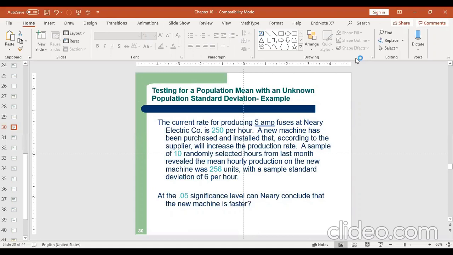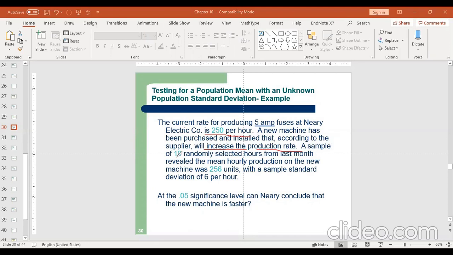The current rate for producing 5 AMP fuses at Neary Electric Co is 250 per hour. So there is a machine which produces 250 pieces per hour. A machine has been purchased and installed. According to the supplier, it will increase the production rate. So the supplier suggested that if they install a new machine, they will get an increase in production rate. So this is the information which will be stated in the alternative hypothesis.